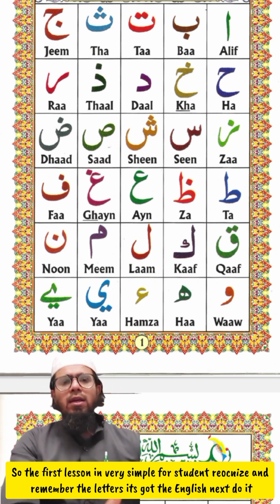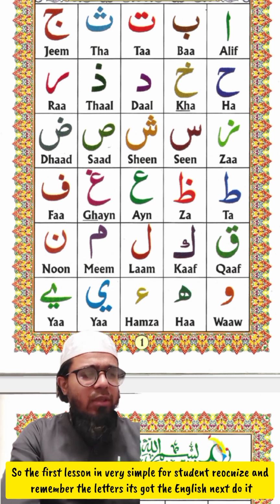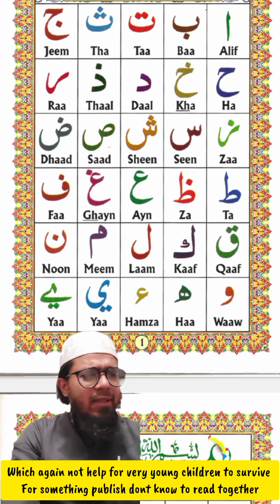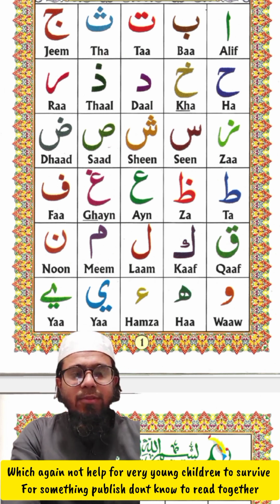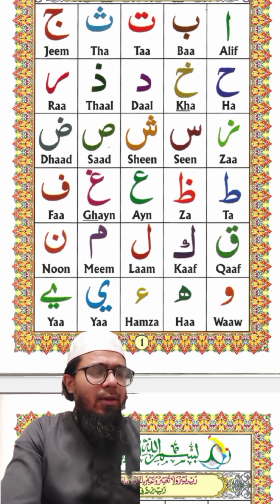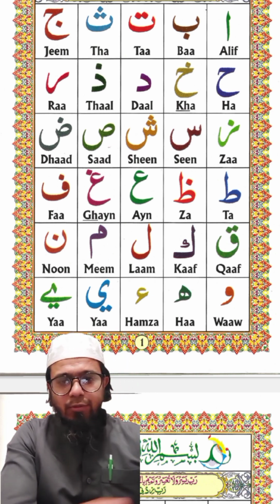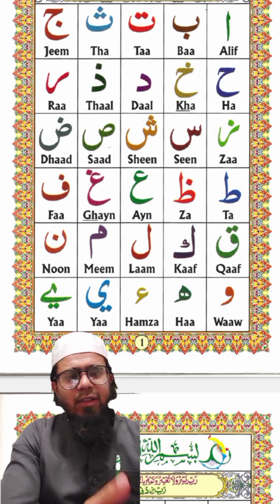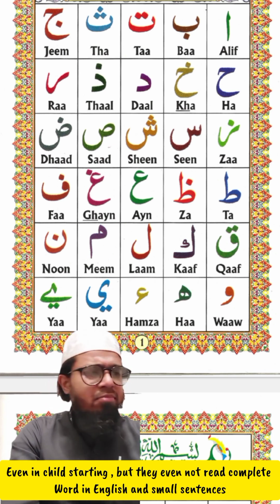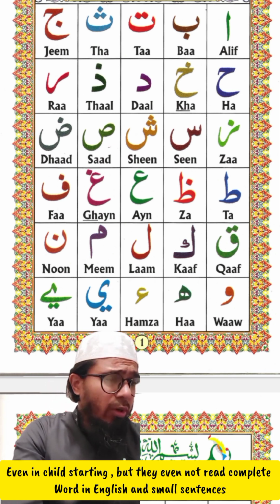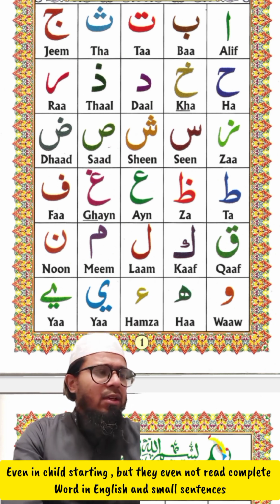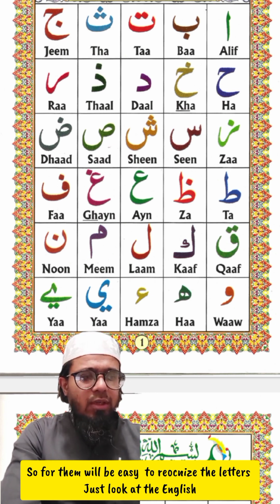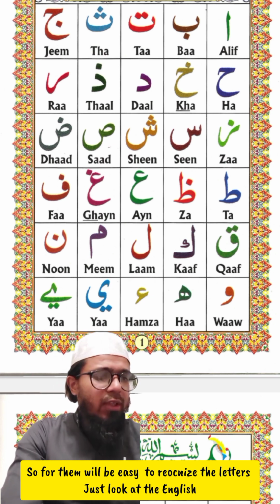It's got the English next to it, which again is not that helpful for very young children, the age of 5 or something, who probably still don't know how to read the English, so of course they wouldn't know how to read the Arabic as well. But if any child is starting from the age of 7 or something, by that time they already know how to read complete words and small sentences in English. So for them it will be easy to recognize the letters or learn the names of the letters just looking at the English.